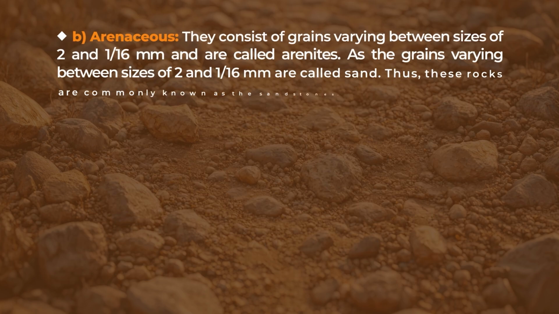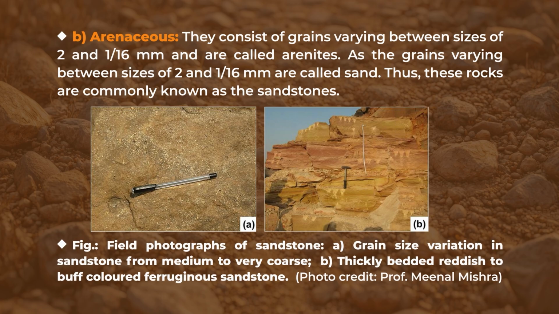Arenaceous rocks consist of grains that vary between sizes of 2 and 1/16 millimeter, and they are called arenites. As these grains vary between 2 and 1/16 millimeter, they are called sands. Thus, these rocks are commonly known as sandstones. Here you can see the field photographs of sandstone, where A is the grain size variation, medium to very coarse grained sandstones, and B is thickly bedded reddish to buff colored ferruginous sandstones. These two are the field photographs.